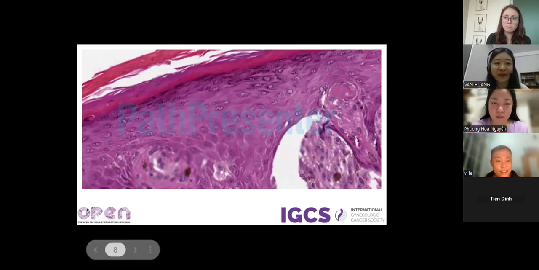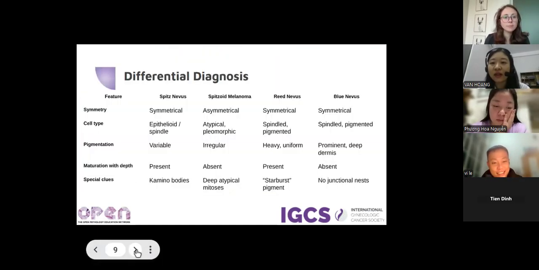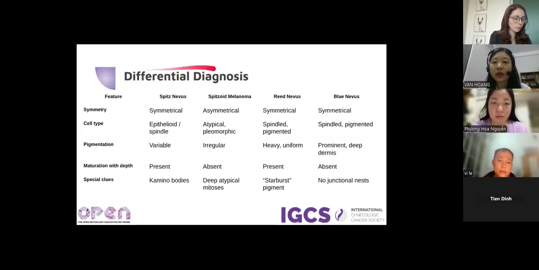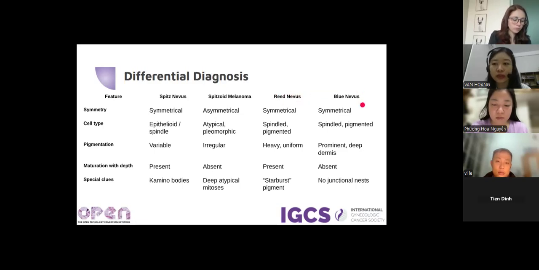I think I forgot that disease. So with this one it is the Spitz nevus. It's quite similar to your guess, but it's not congenital. Here we have the differential diagnosis. So how can we rule out melanoma or another type of nevus like red nevus or blue nevus?